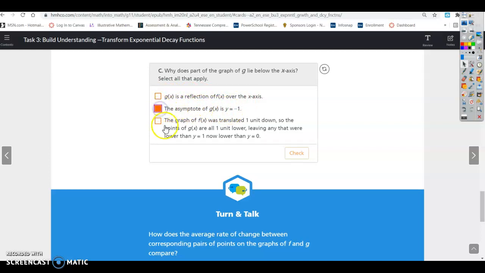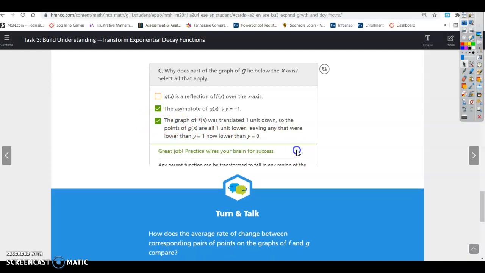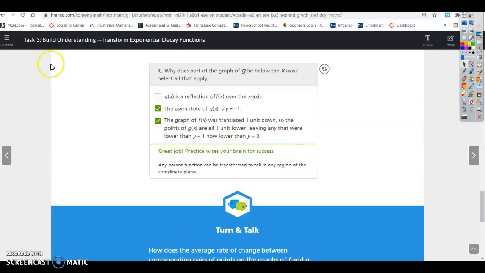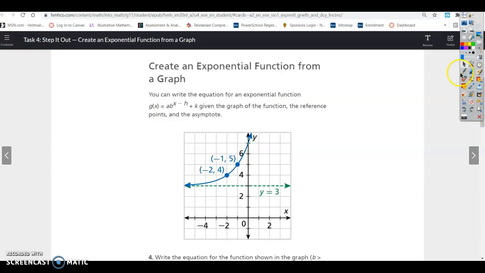That is true. The graph of f of x was translated 1 unit down. So the points of g of x are all 1 unit lower, leaving any that were lower than y equals 1 now lower than y equals 0. That is also true. All right, so that is all for task 3. If you have any questions, please let me know.